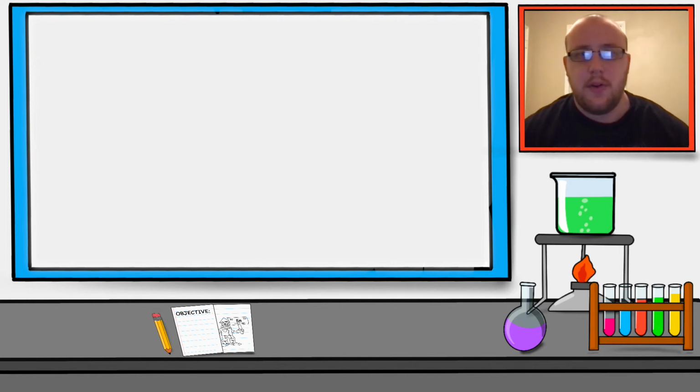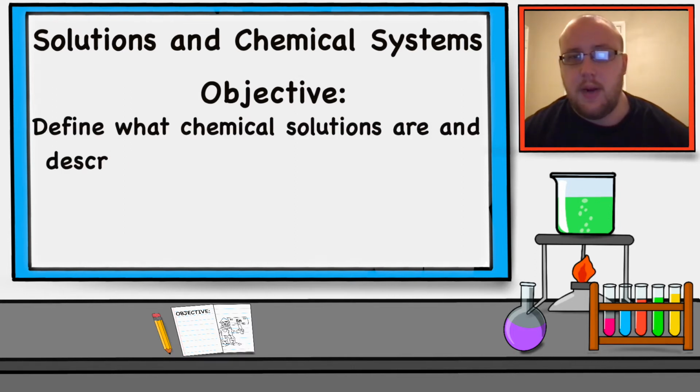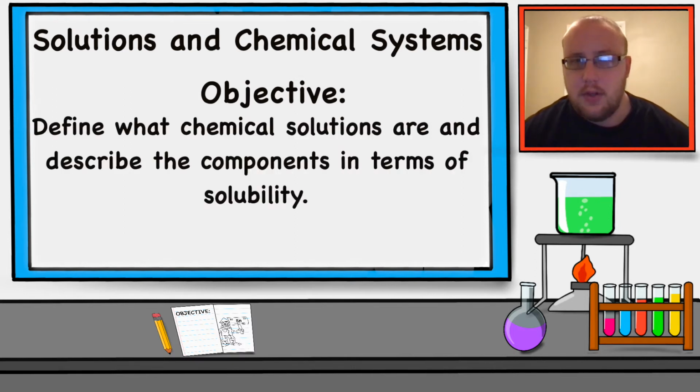In this unit, we're going to talk about solutions and chemical systems. For the next few videos, we're going to be camping out on the understanding of chemical solutions and their properties. If I could break our learning objective for today's video down, this is what it would be: that you would be able to define what chemical solutions are and describe the components in terms of solubility.